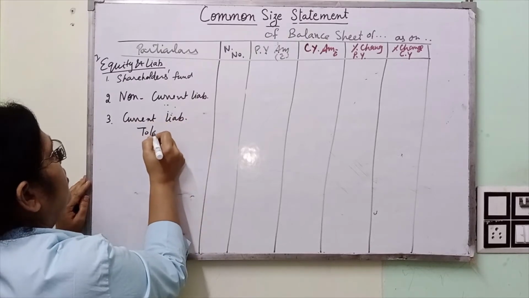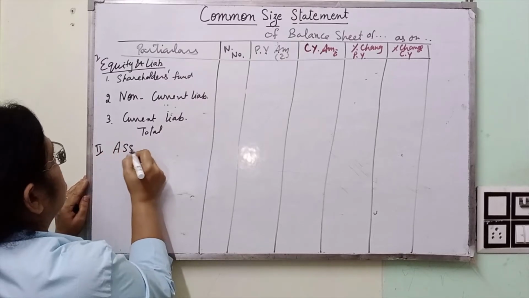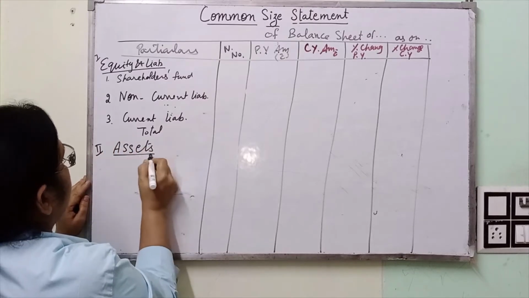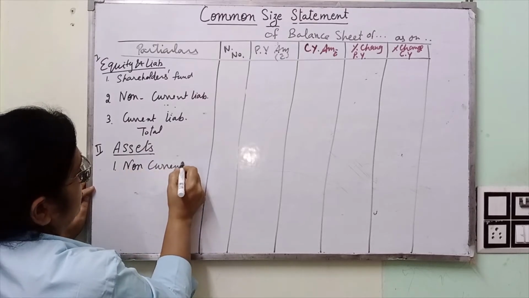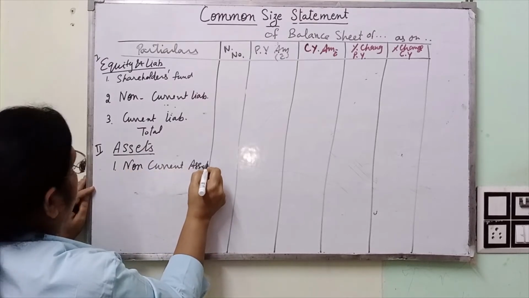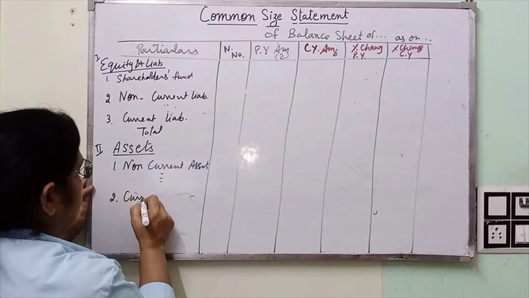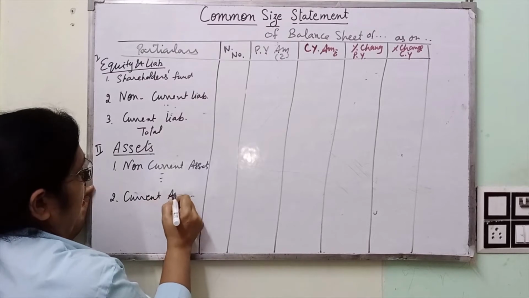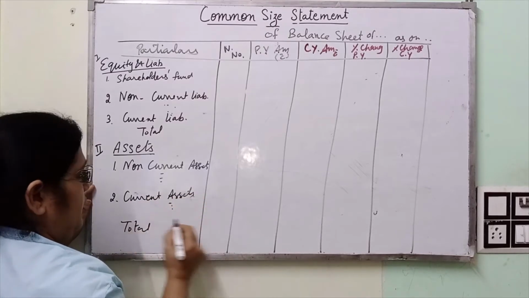Then total. After this, the second main point is assets. On the assets side, first is non-current assets, and the subpoints will be there. Second is current assets, again subpoints will be there. Then we have to write total.